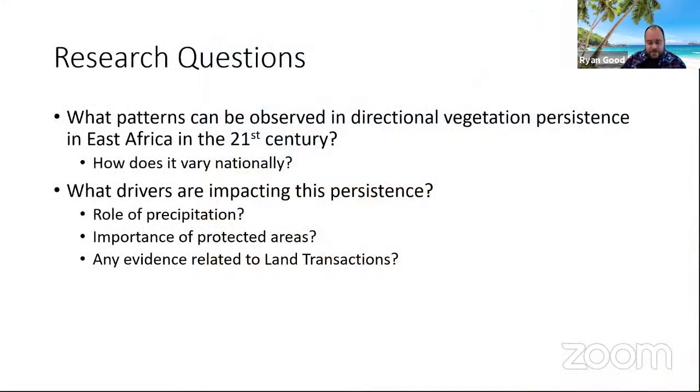So my research questions, centered around this vegetation persistence idea, are twofold. I examined what patterns can be observed in directional vegetation persistence throughout the 3 East African countries during the last 20 years in the 21st century. And additionally, I was interested in how it varied nationally within each state. I was also curious to find what drivers are impacting this persistence: if it's driven solely by precipitation, if there's any import from protected areas and national parks, and if there's any evidence related to land transactions that have become very common in this part of the world.